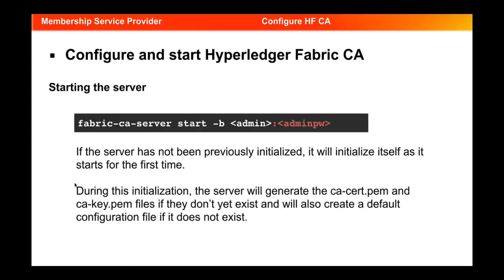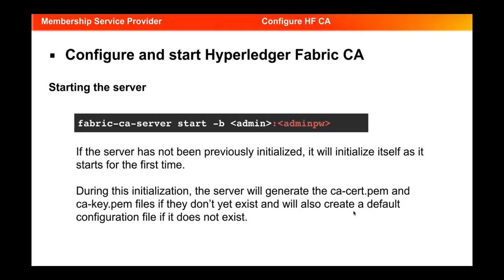Then how are you going to start the server? fabric-ca-server start is the command which is used to start your Fabric CA server. If the server has not been previously initialized, it will initialize itself at the start for the first time. During this initialization, the server will generate a CA cert PEM file and CA key PEM file if they don't exist. It will also create a default configuration file if it doesn't exist.